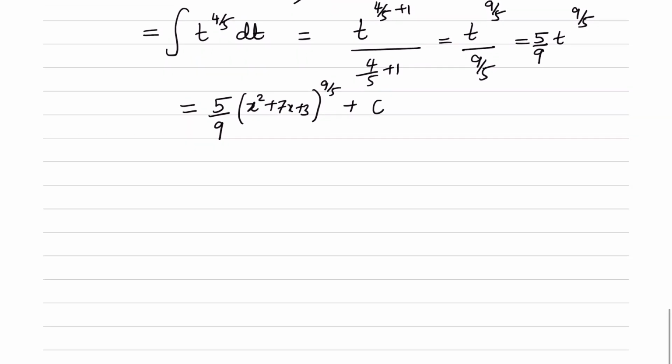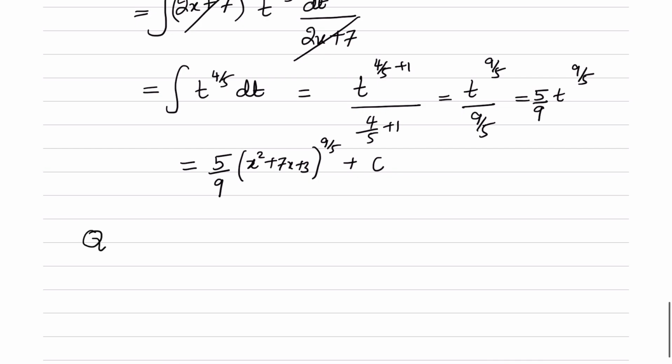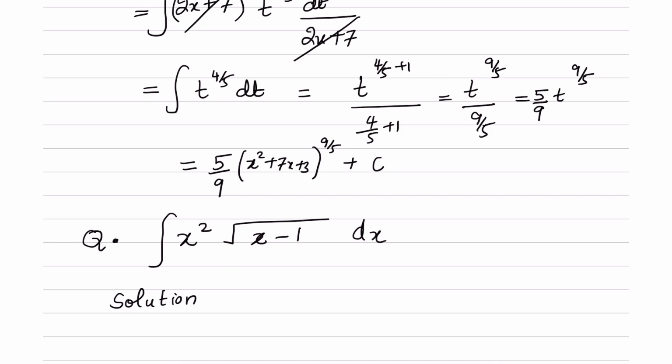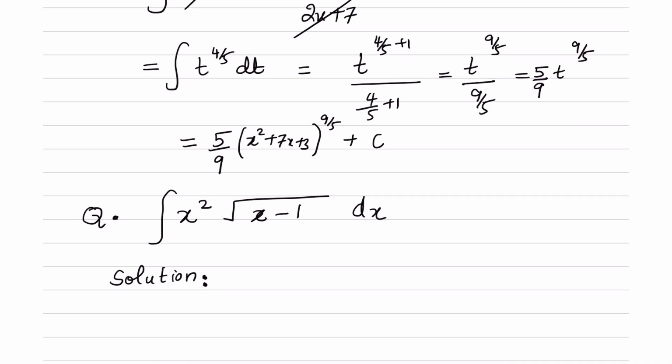Let's attempt another question where we have to find the solution of this integral x square square root x minus 1 dx. Now this question has two parts. One is x square, another is square root x minus 1. Usually what we do is, from the complex part we think of its tiny part and put it equal to a different variable such that its derivative is also there.